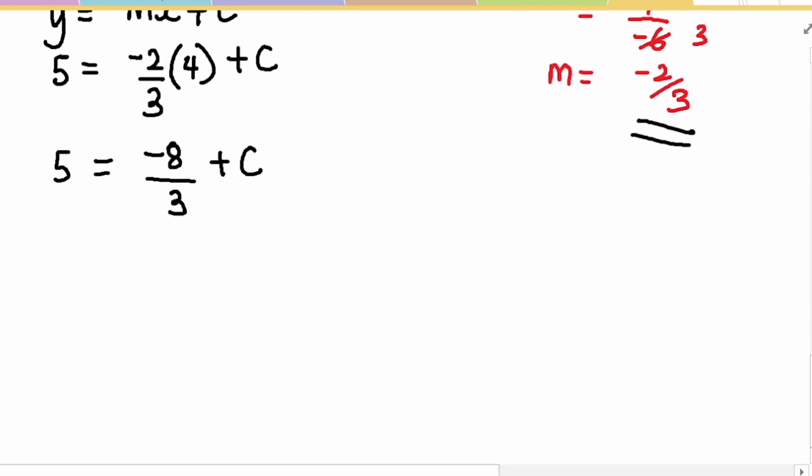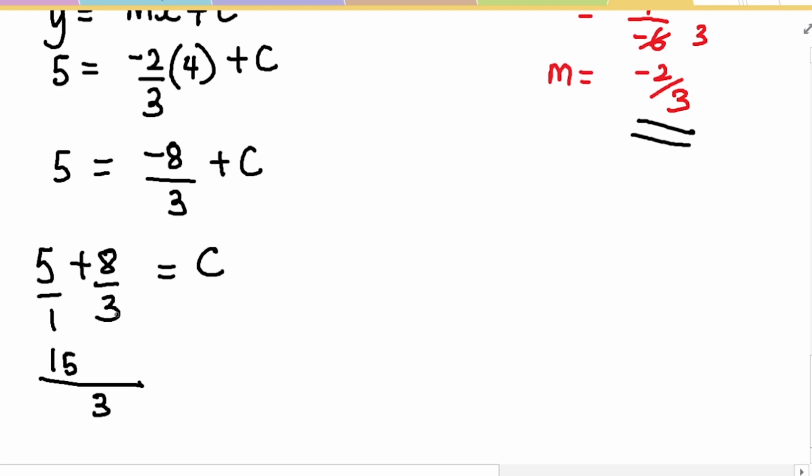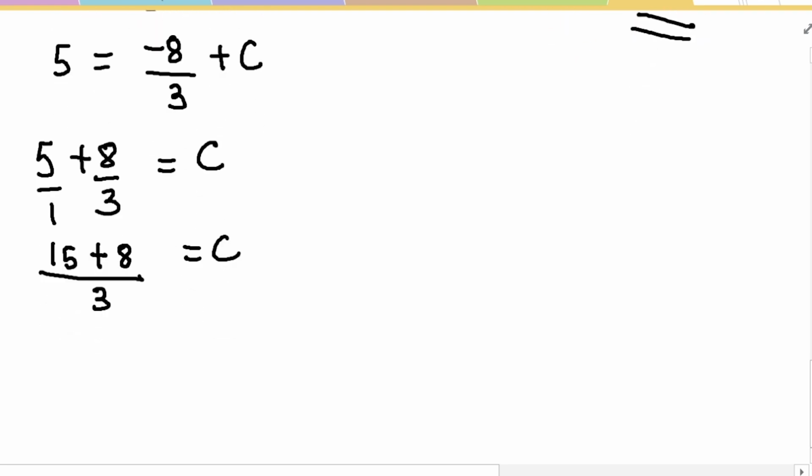Making c the subject of the formula, this is going to become 5 plus 8 over 3, this is over 1, is equal to c. We find the LCM here, it is 3. 3 times 5 is 15, 3 divided by 3 is 1, 1 times 8 is plus 8, is equal to c. So from here we find that our value of c is going to become 23 over 3.